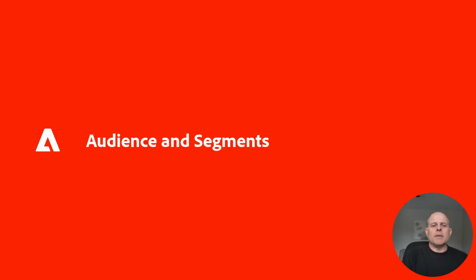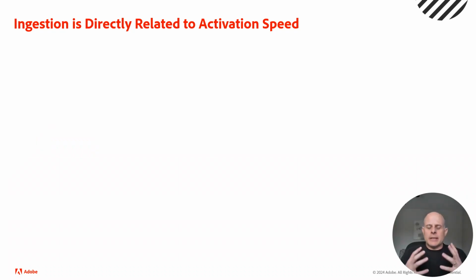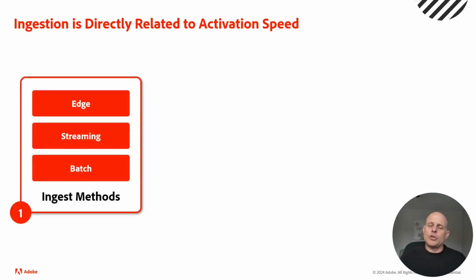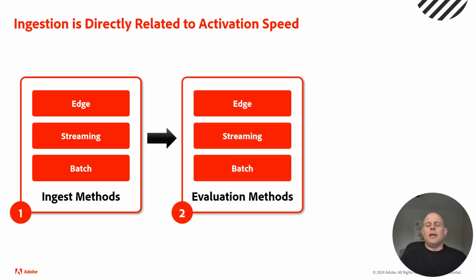For audience segments, what we have here is something I want to make sure everyone understands because a lot of people, when they get to this step, are making certain assumptions that I want to clarify. So we started off with the ingest methods at the beginning where we had modeled everything and now we ingested, and you have these different speeds with which you can ingest. After ingestion comes the evaluation method.